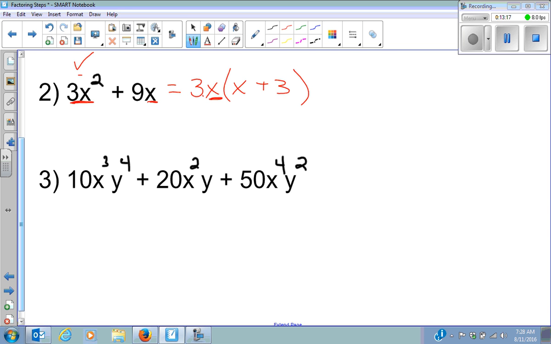3. Because here's how I check that. Here's how I check. 3x times x gets me what? 3x squared. Is that what I needed first? Check. 3x times 3 gets me to 9x. Is that what I was missing back here? Is that what I needed back here? Check. These two things I know are equivalent.